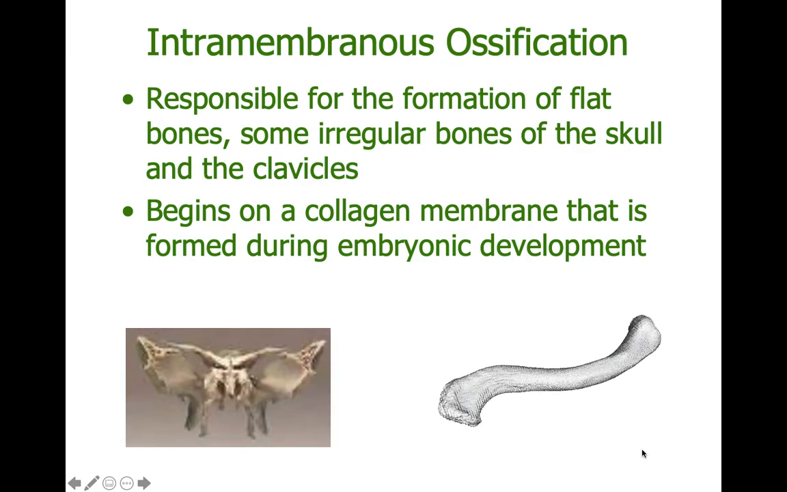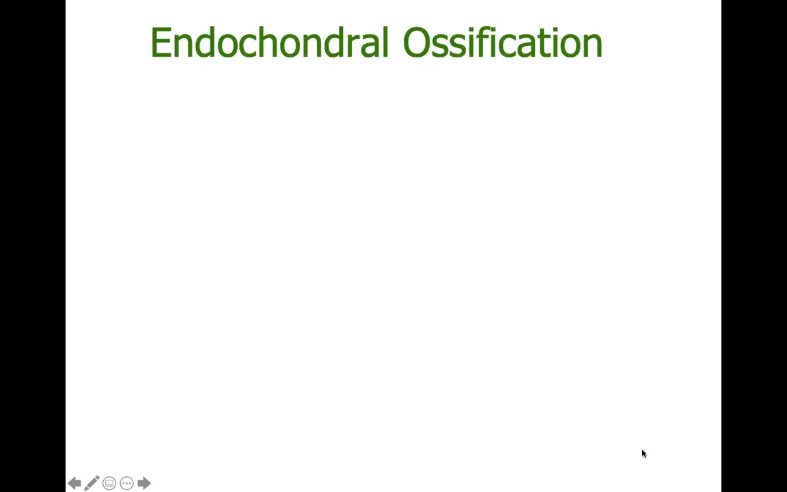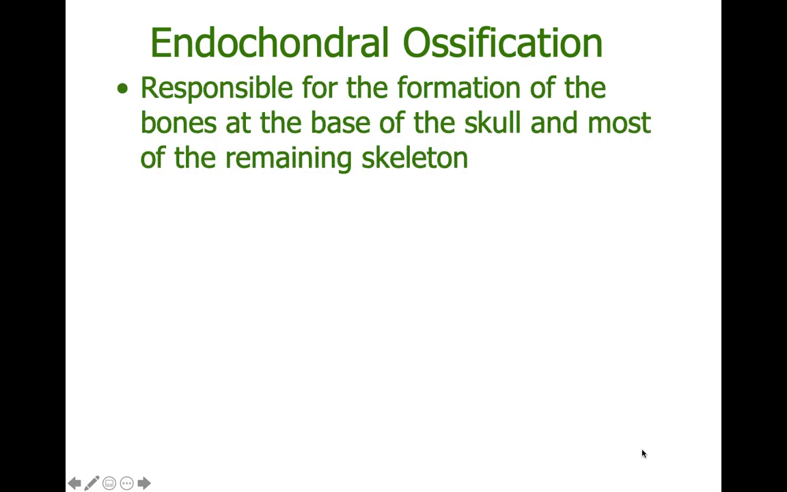Intramembranous ossification is going to begin with a collagen membrane that is formed during embryonic development. Because again, remember, we're talking about the process of making bone that occurs within an embryo, within the mom. We can contrast this with endochondral ossification. This is responsible for the formation of the bones at the base of the skull and most of the remaining skeleton. So if we didn't mention the bone specifically for intramembranous ossification, it's going to be formed through endochondral ossification, including but not limited to all of the long bones in your body.